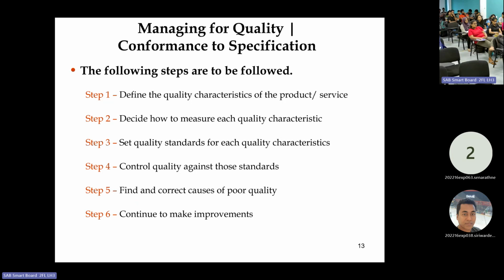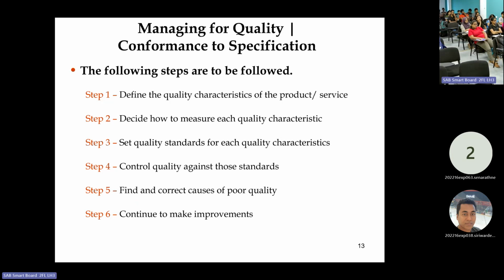Especially quality control, what we call conformance quality. When managing conformance to specifications, organizations are supposed to follow these steps. Basically, for quality control, there are 6 steps. It's very simple, but it gives you an idea. Right? So, what to do?